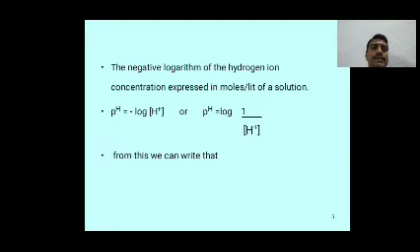From this we can write that log H plus is equal to minus pH. Therefore, H plus ion concentration is equal to 10 to the power of minus pH, taking the logarithm to the base of 10.